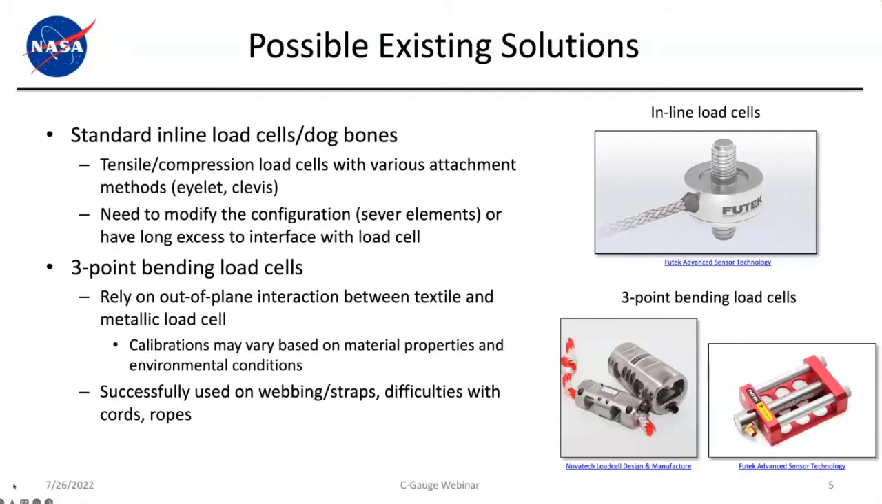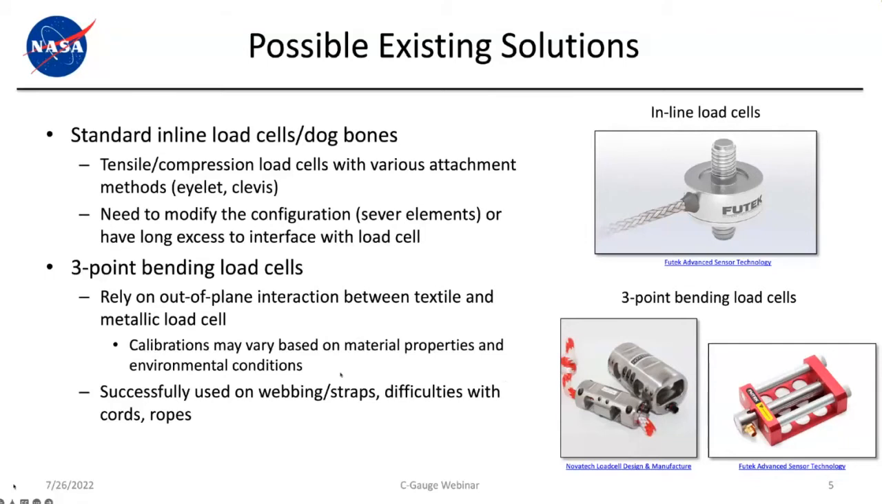And the idea here is that the textile member in question is actually routed kind of out of the way of its axial loading, such that when tension is applied on either end, the cord produces an out-of-plane force on some type of bending load cell, and you can measure or infer the tension in the rope based on the sideways force that you're putting on your 3-point bending load cell.